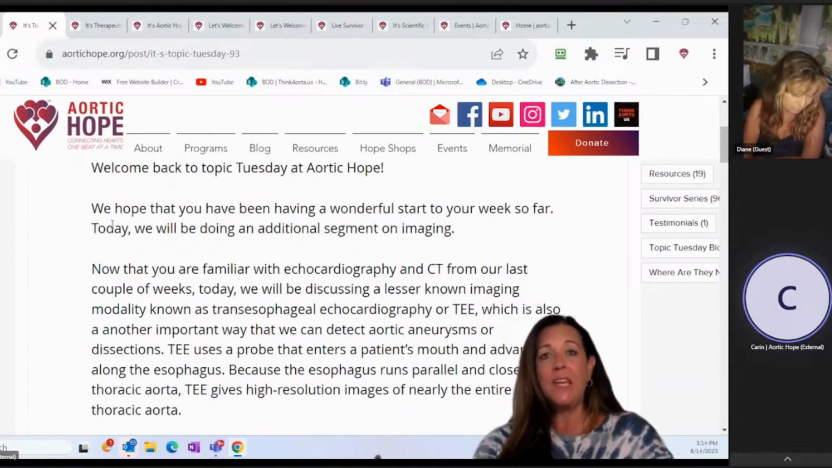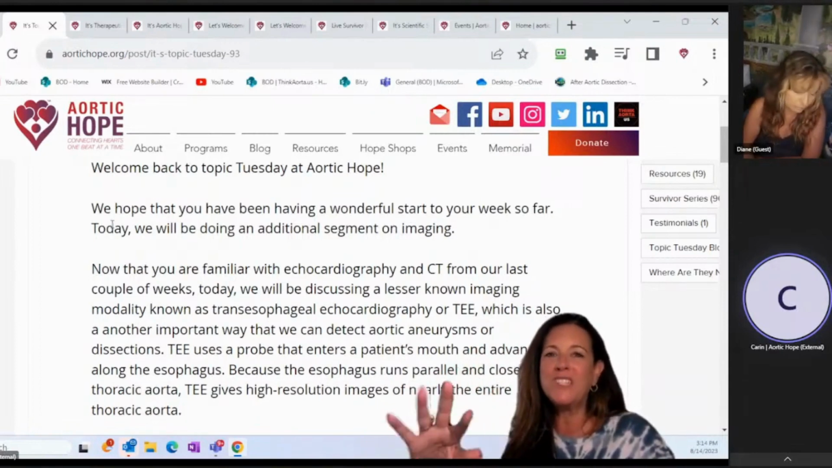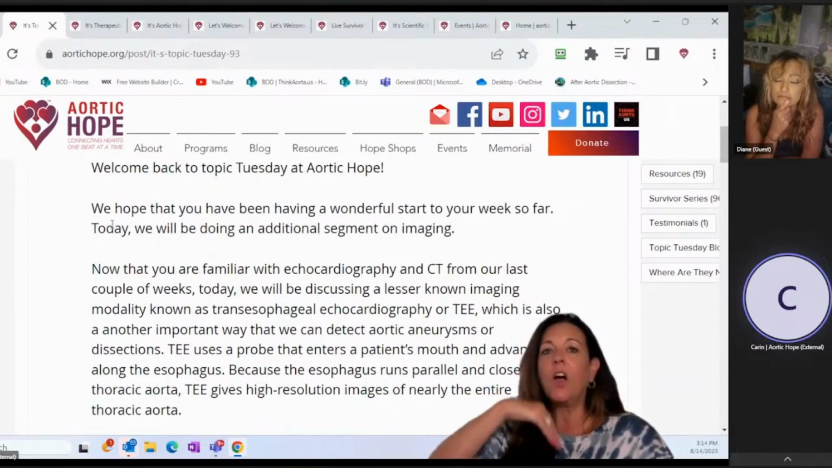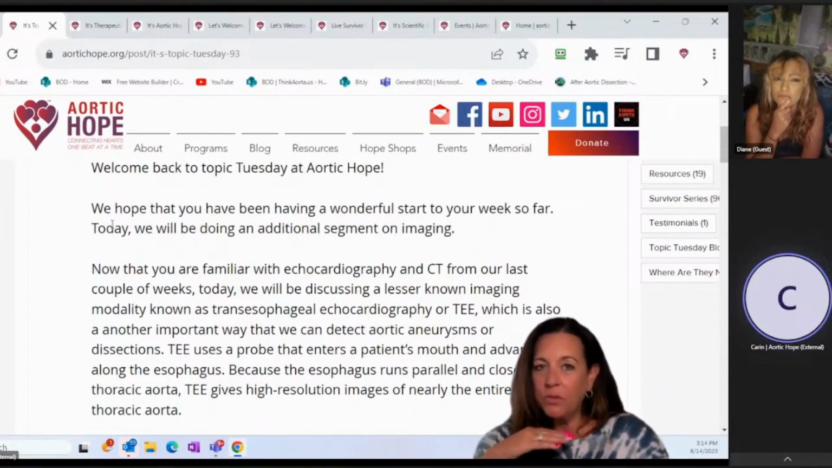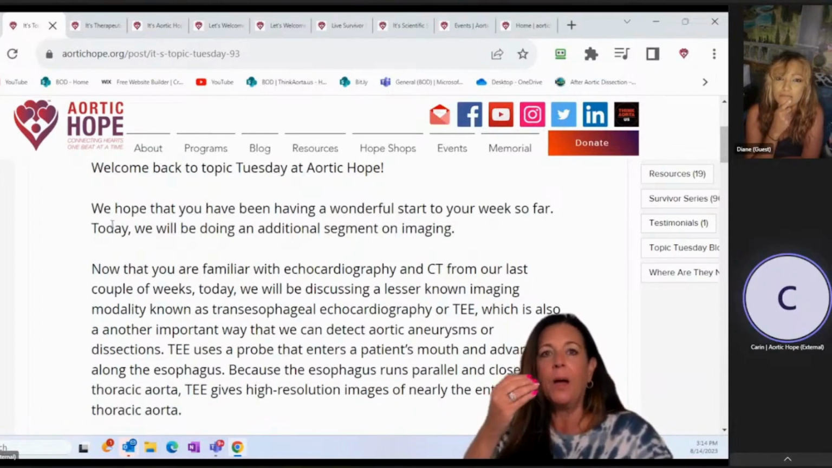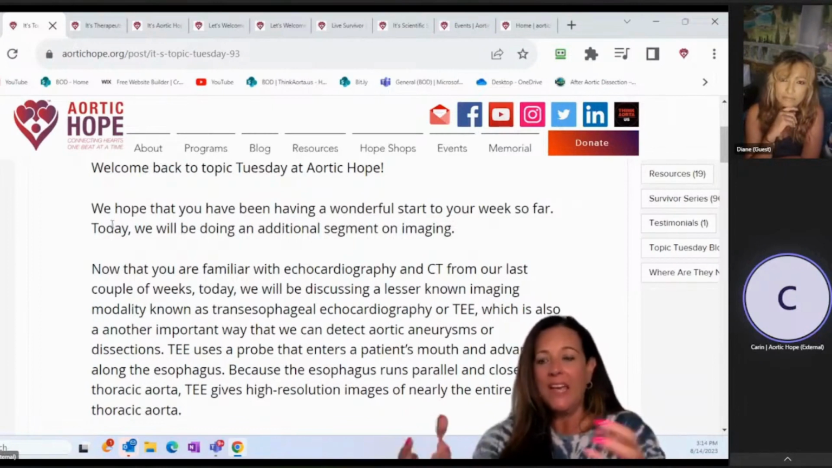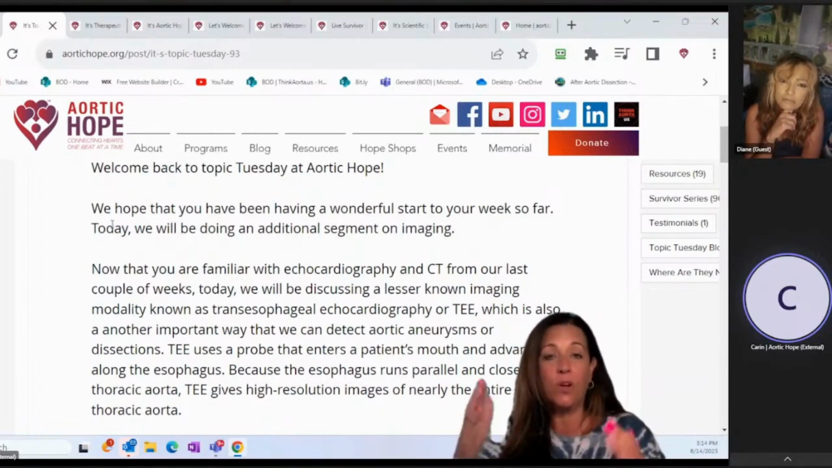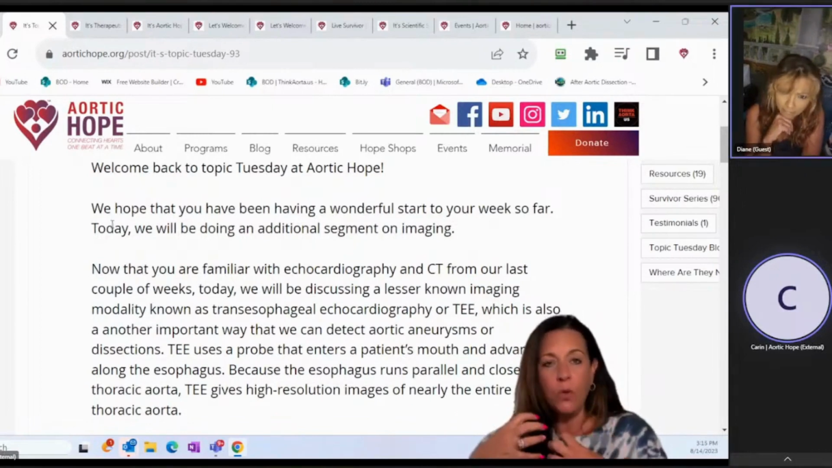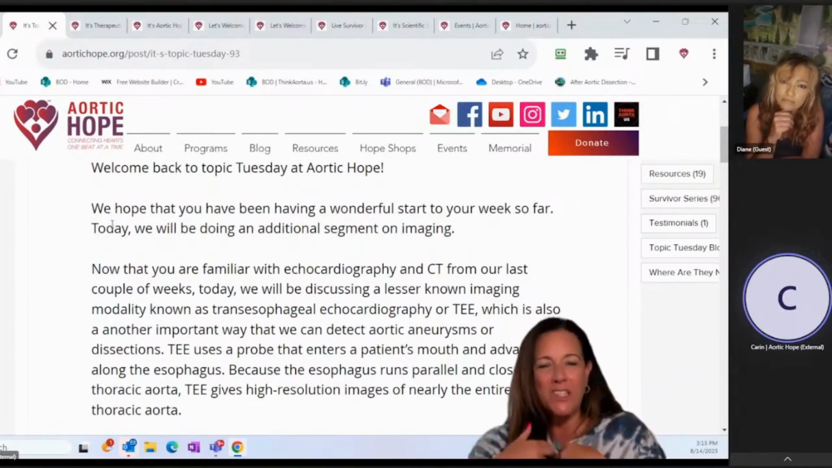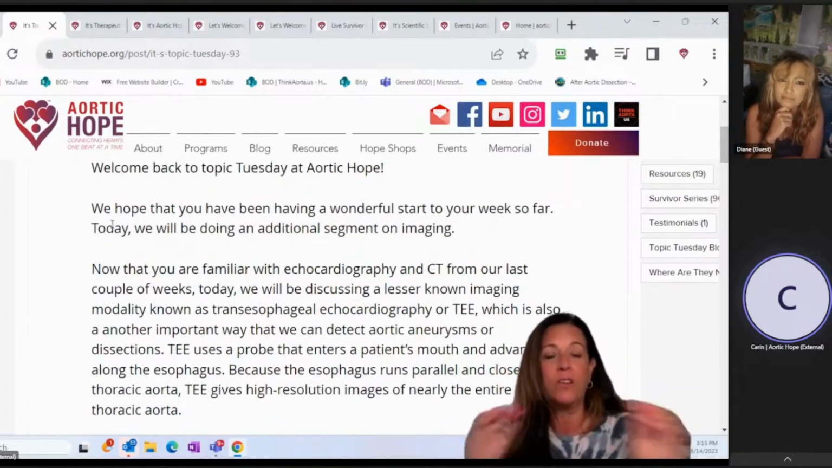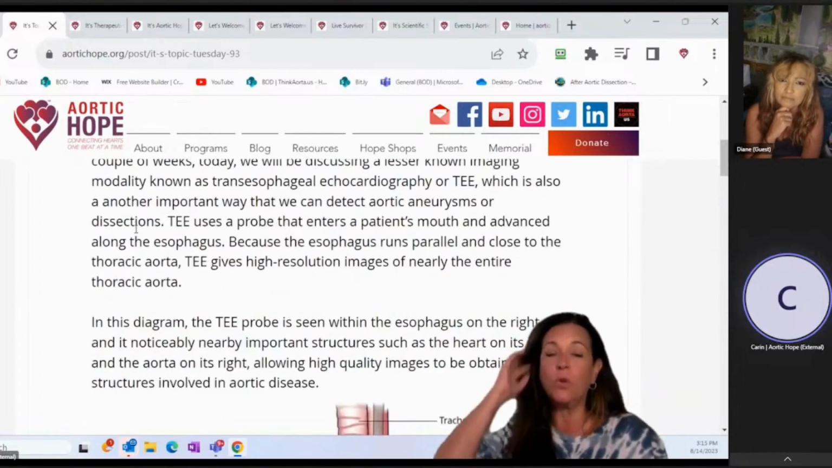So a TEE, usually under some light sedation, is a probe that enters your mouth and advances along the esophagus. So it's not in your breathing tube, right, which is your trachea. Because the esophagus runs parallel and close to the thoracic aorta, it can give high resolution images of nearly the entire thoracic aorta. It gets really, really close, closer than your echocardiogram that has to penetrate through your sternum and all of that. This goes right down there and is right next to your aorta. So it's kind of cool if you think about it.